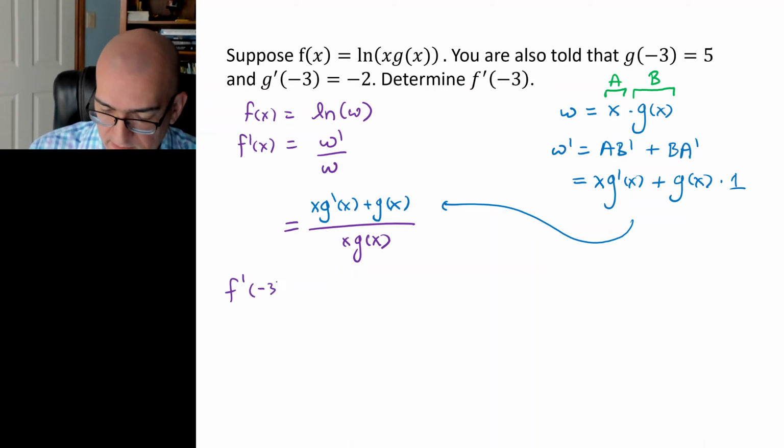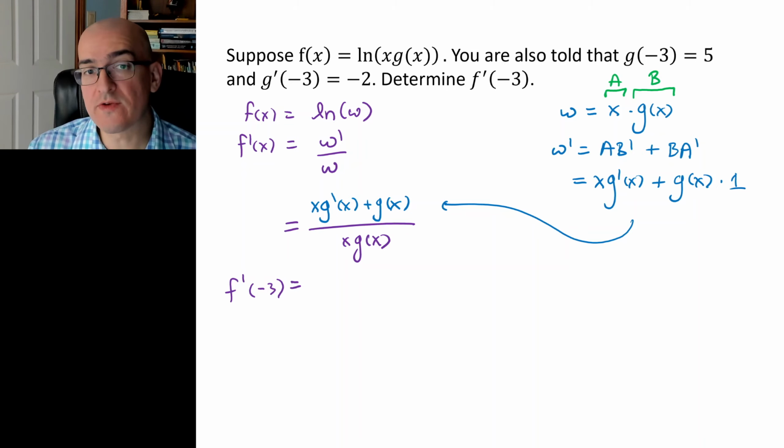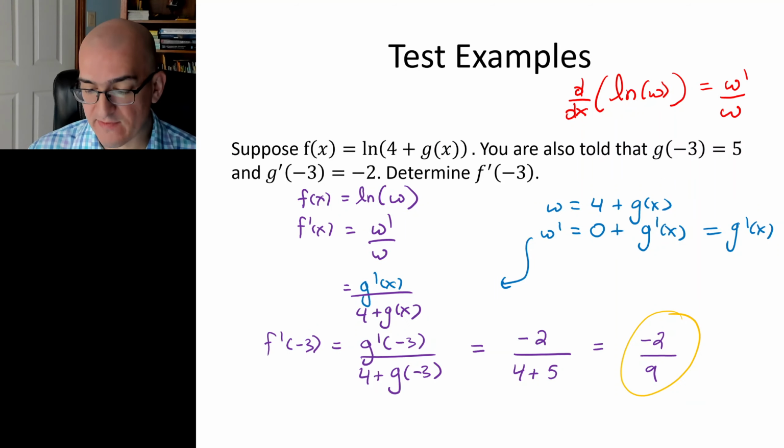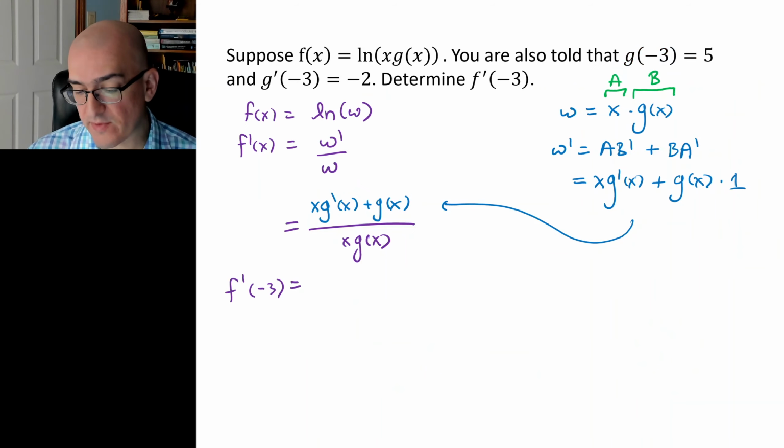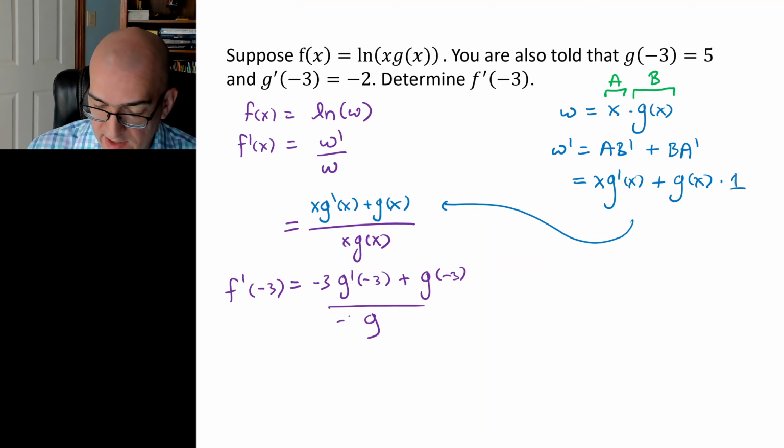Now plug in the data. When we do this, we have to replace all of the x's by -3. In the last example, we didn't have x's all by themselves. We had x's plugged into g's and g primes, but here we have an x all by itself, so that one has to be replaced by -3 as well. -3 times g prime of -3 plus g of -3 divided by -3 times g of -3.